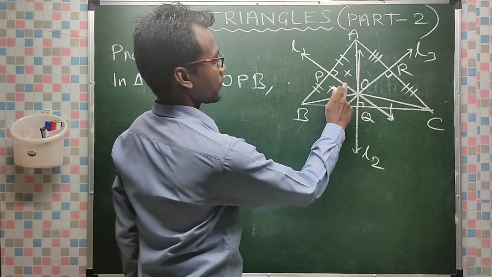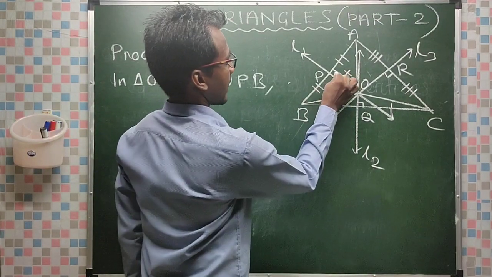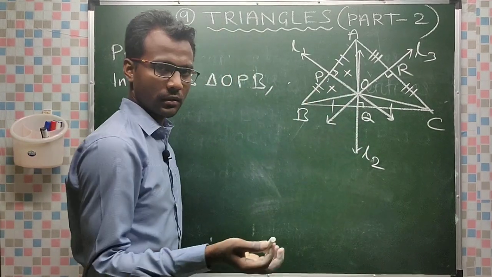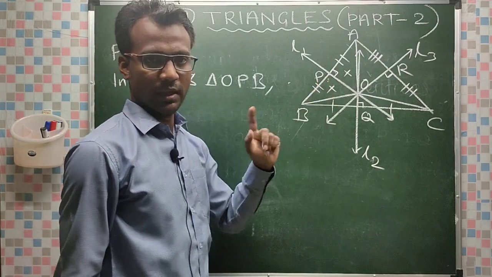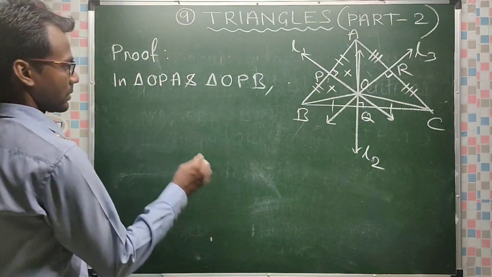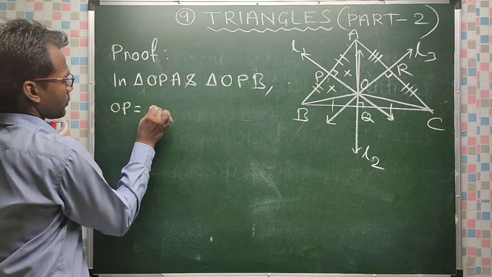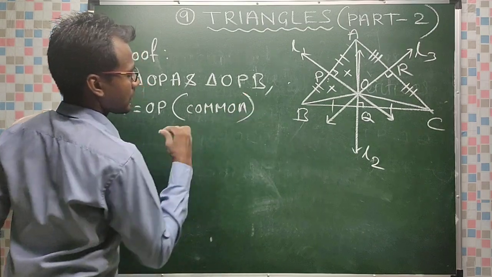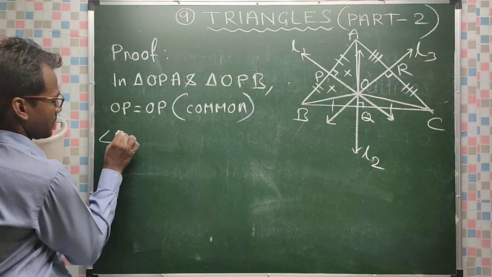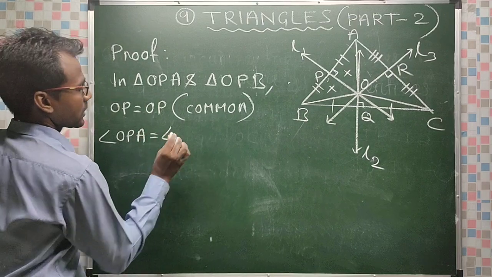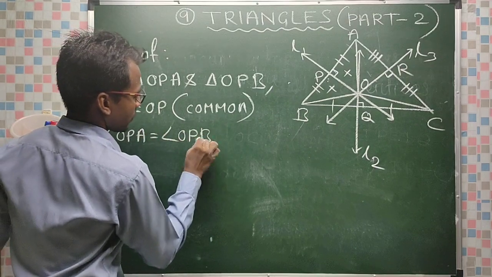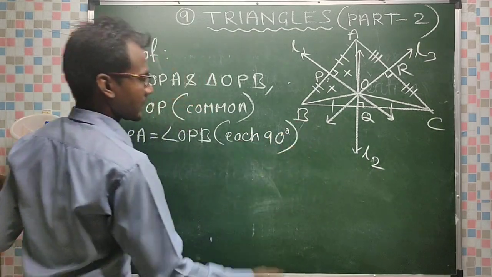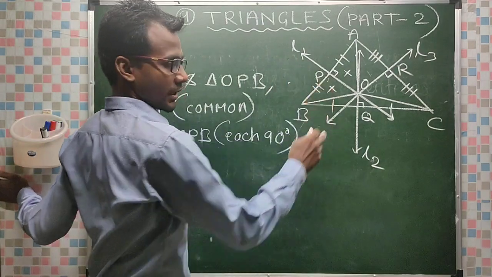You can see OP side is common, 90-90. Okay, 90-90. Then PA is equal to PB. This is given. So side angle side, SAS. Okay, so you start from side. OP is equal to OP. This is common. Okay, angle OPA is equal to angle OPB is 90 degree because L1 is perpendicular bisector, perpendicular.